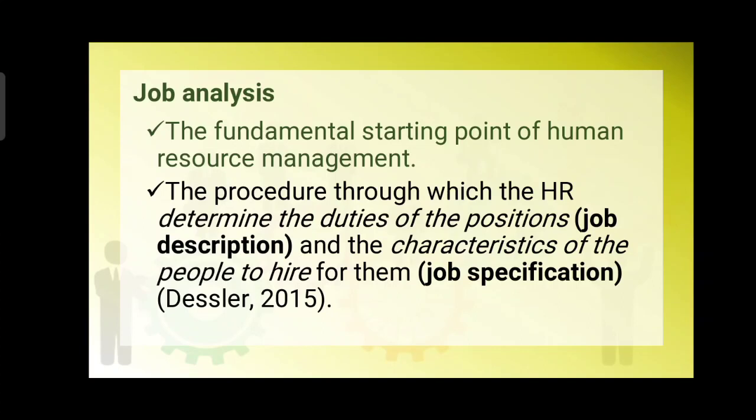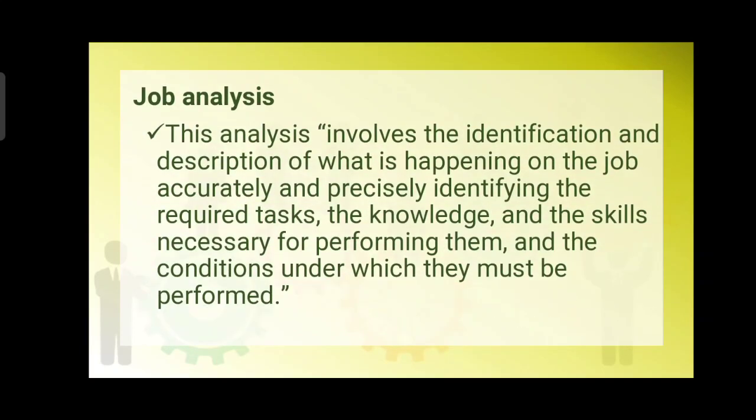Information about the physical working conditions and work schedules can be determined through job analysis. So basically, job analysis is about job description. Its main products are job description and job specification. This analysis involves the identification and description of what is happening on the job accurately and precisely, identifying the required tasks, the knowledge and the skills necessary for performing them, and the conditions under which they must be performed. So job analysis provides information about the job and the skills and abilities. The job description is what the job is all about, and the job specification is what kind of people, their characteristics or traits, they have to hire for the job.